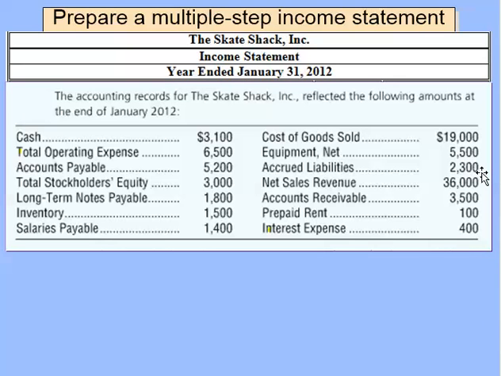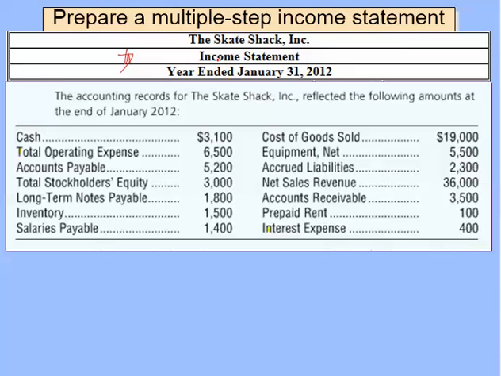Okay, so let's go ahead and prepare a multiple step income statement, and then we'll move on down and do a classified balance sheet with this information. What I have here is basically a trial balance for the skate shack. First step that we need to do with any financial statement is always our header, so make sure you go ahead and do your header.